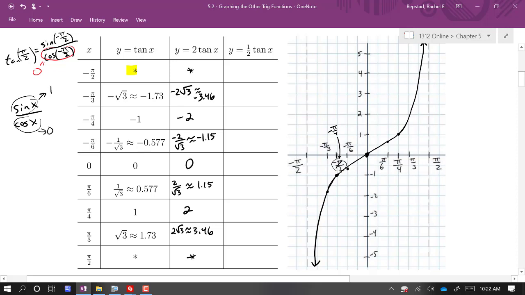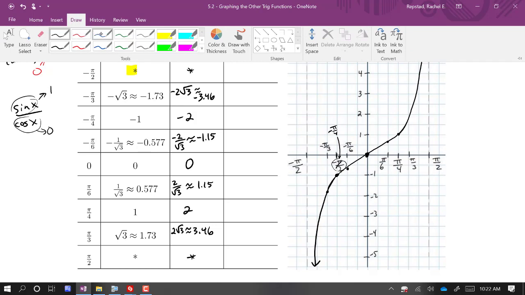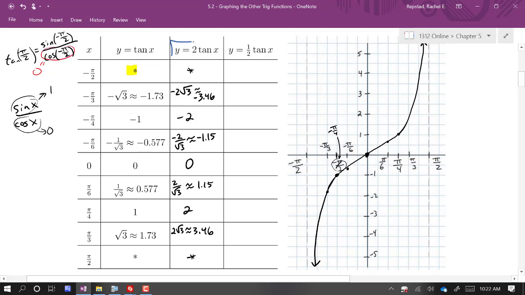And 2 times 0 is still 0. So I'll do this one in blue. So at 0, we're still at 0. At negative pi over 6, we're at negative 1.15, kind of like that. At negative pi over 4, we're at negative 2. And at negative pi over 3, we're at negative 3.46. So maybe about there.